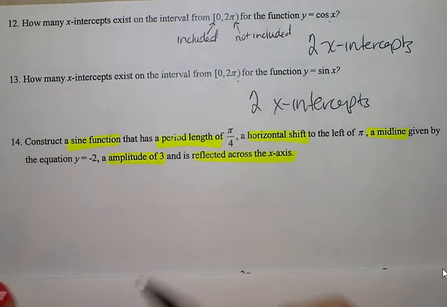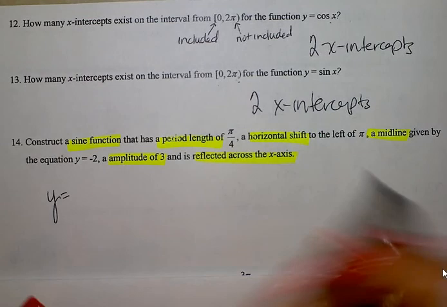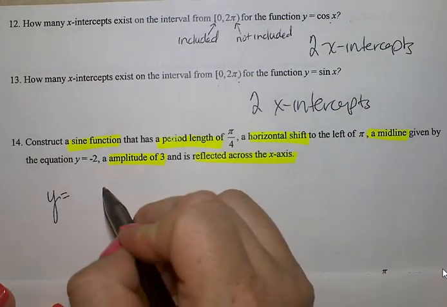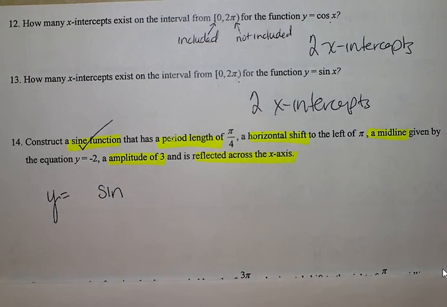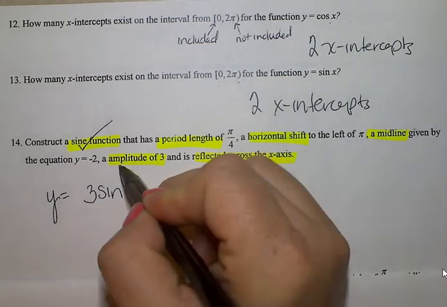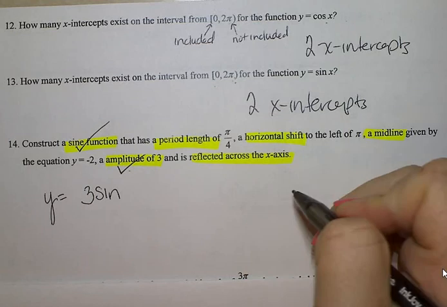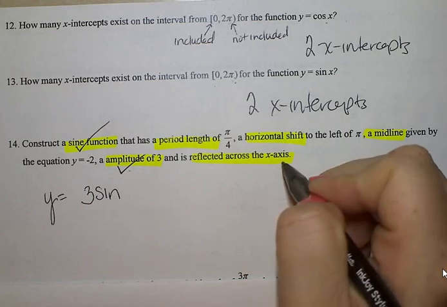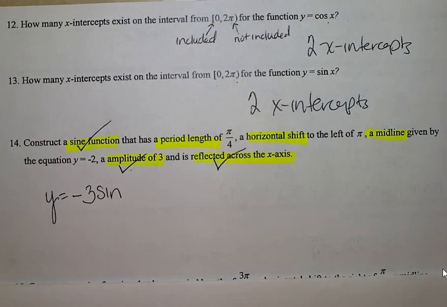Let's start with the easy one. So y equals, we're writing a sine function that contains all this. It's a sine function, so write down sine. Hey, got that one done, I got 1 point. It has an amplitude of 3, remember amplitudes go in front. 2 out of 6, done. It reflects across the x-axis, which means we're going to put a negative with the amplitude in front. You've got 3 out of the 6 done.